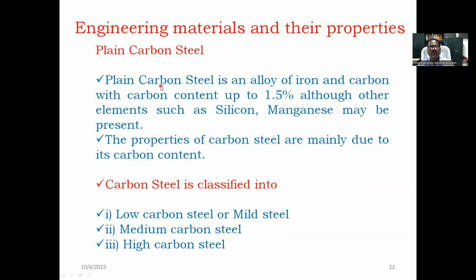Plain carbon steel. Plain carbon steel is an alloy of iron and carbon with carbon content up to 1.4%, although other elements such as silicon and manganese may be present. The properties of carbon steel are mainly due to its carbon content. Carbon steel is classified into low carbon steel or mild steel, medium carbon steel, high carbon steel, etc.